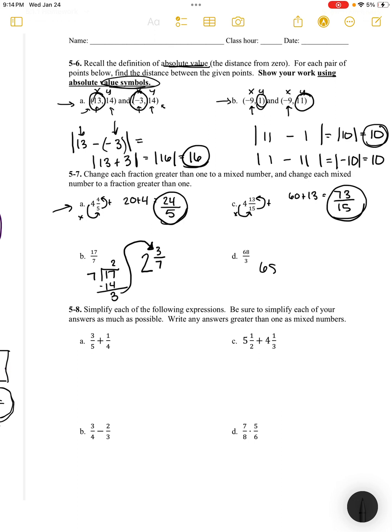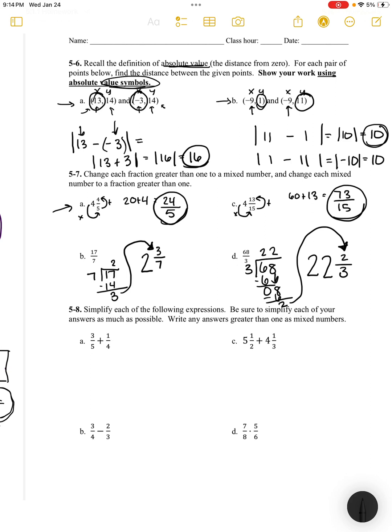Same thing here, 68 divided by 3. 3 goes into 6 2 times. 6 minus 6 is 0. Bring down the 8. 3 goes into 8 2 times, which is 6. There's 2 left over. Typically I'd go on, but because I'm going to a mixed number, I can say, well, it's 22. This 2 becomes my numerator, and the 3 stays as my denominator.